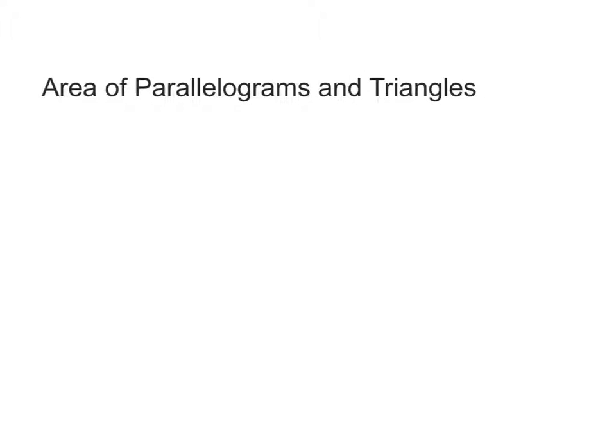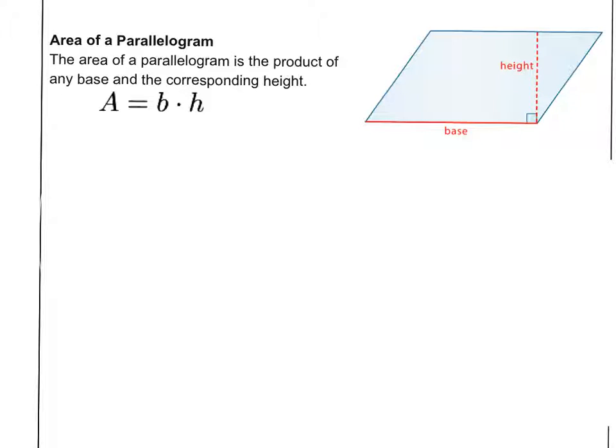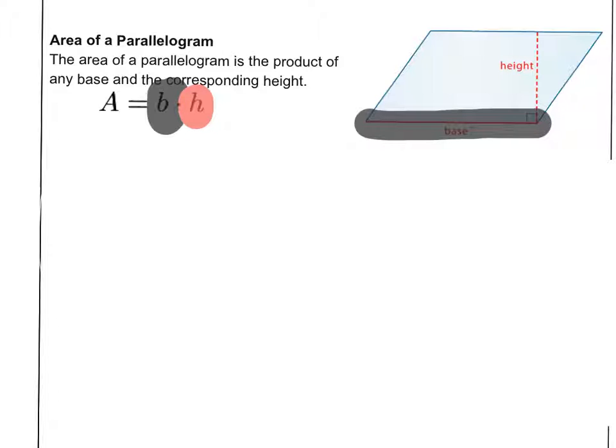In this video, we'll take a look at the area of parallelograms and triangles. The first formula that we'll talk about is the formula for the area of a parallelogram, which is area equals base times height. So base corresponds to this piece, and height corresponds to this piece. Notice that your base and height are connected with a right angle.